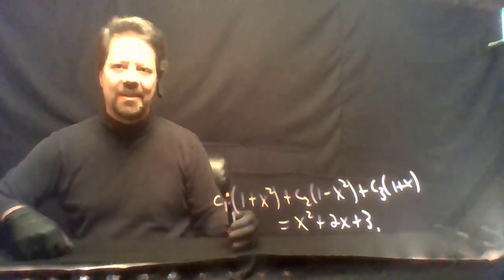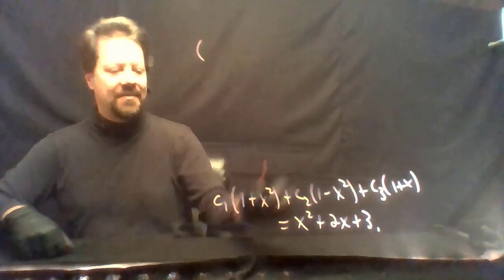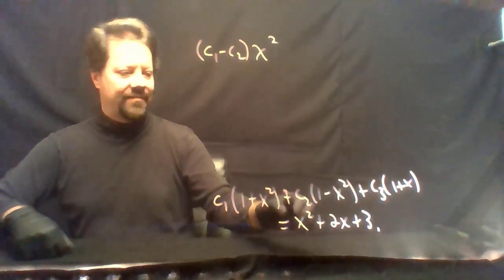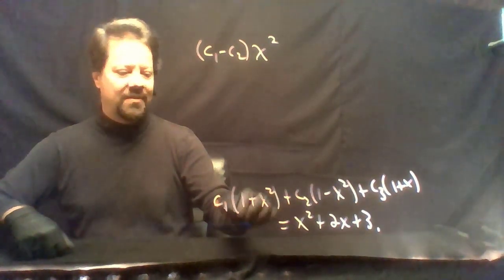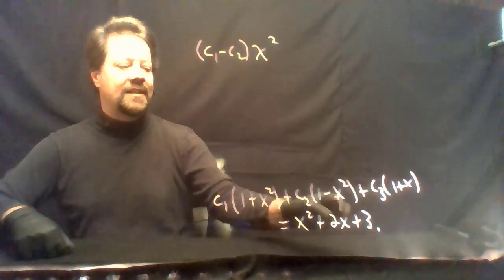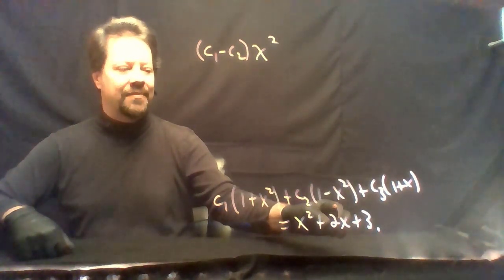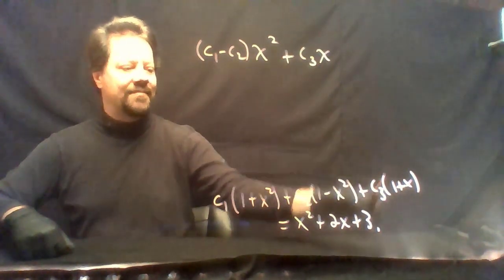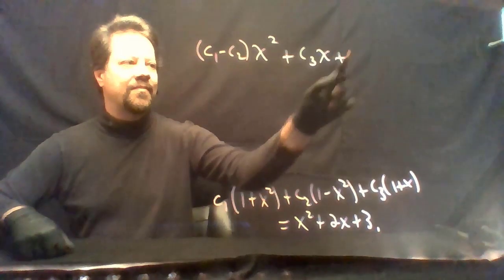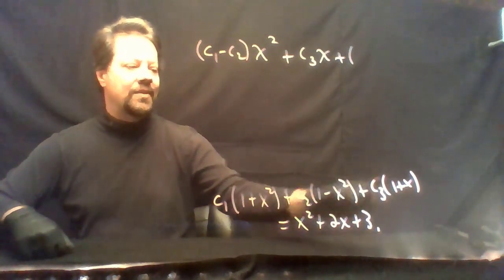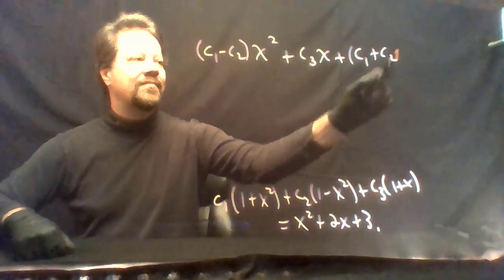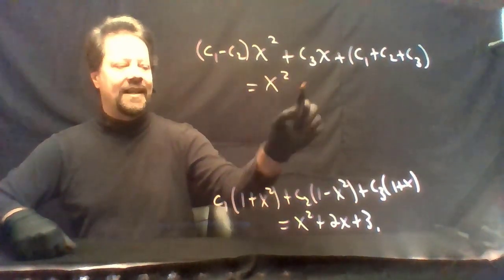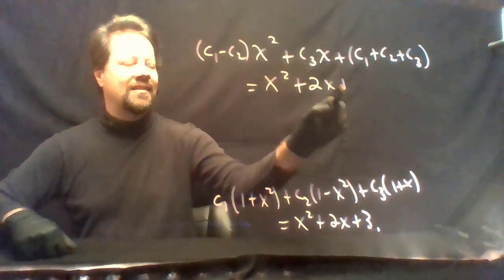We can rewrite the polynomial on the left as c1 minus c2 times x squared. There are only two x squared terms. One of them has a coefficient of c1. The other one has a coefficient of minus c2. The only x term is c3 times x, and then the constant terms. We have c1 and c2 and c3. We want this to be equal to the polynomial on the right-hand side, x squared plus 2x plus 3.